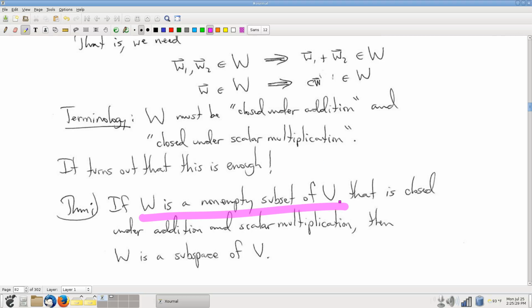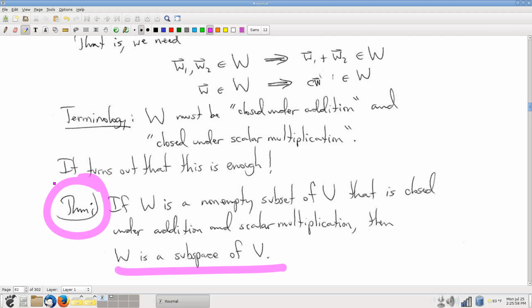So here's the statement of the result. You have a subset of V. It's got to be non-empty. This is a formality issue, but if it's empty, it can't contain the 0 vector. Anyway, it's a little silly business. But if you have a subset of V, and if it is closed under addition and closed under scalar multiplication, that's all you need to check. It is definitely a subspace of V, and you don't have to check those 8 properties. This is a theorem. Now, the proof of this theorem is actually pretty straightforward.